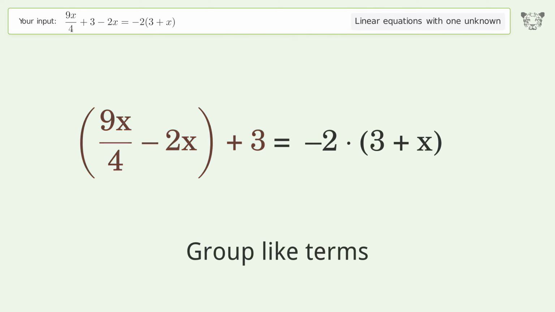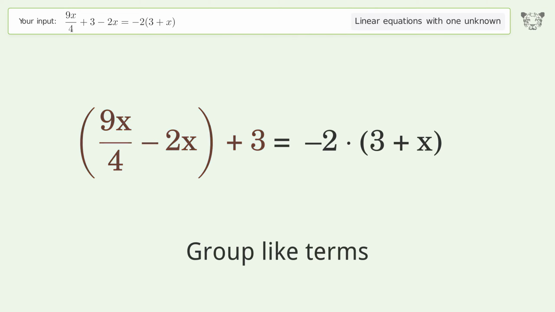Group all x terms on the left side of the equation. Add 2x to both sides. Group like terms. Group the coefficients. Convert the integer into a fraction. Combine the fractions. Combine the numerators.